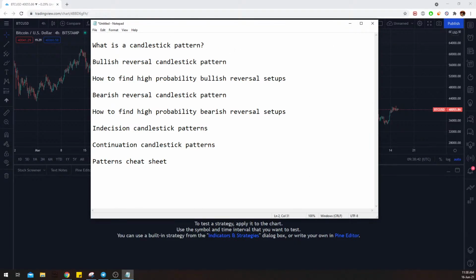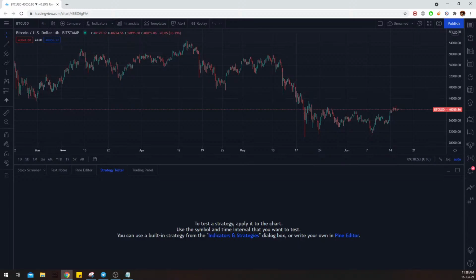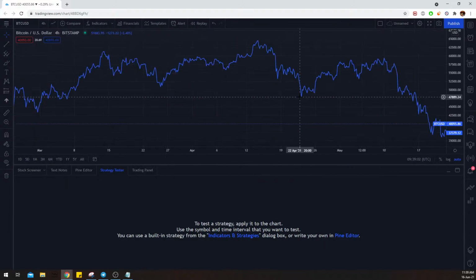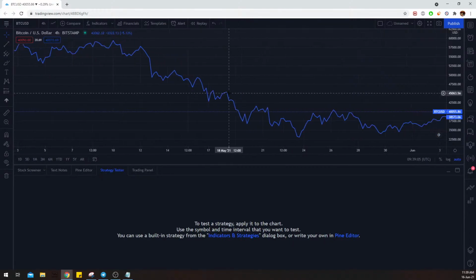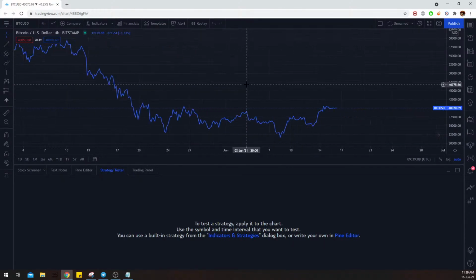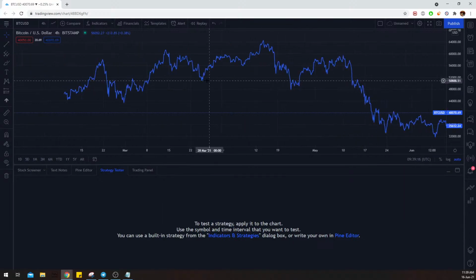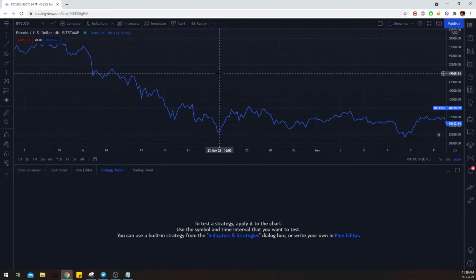So first thing first, let's go to the candlestick patterns. Initially, when we go on a chart, you can see that we have bars, candles, hollow candles, Heikin-Ashi, line, arrows. Initially the price used to be like this. If you look at, for example, articles from 50, maybe even 100 years ago, in the stock market, or the oil, gold, or whatsoever, we always had an average line that was telling us the details about that asset.